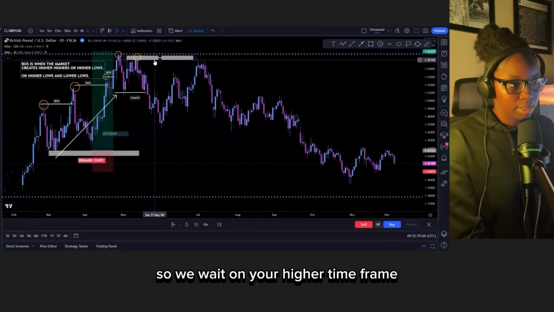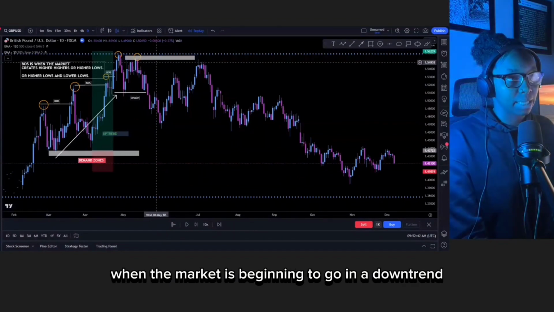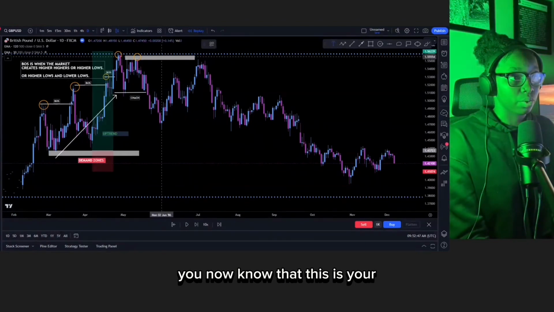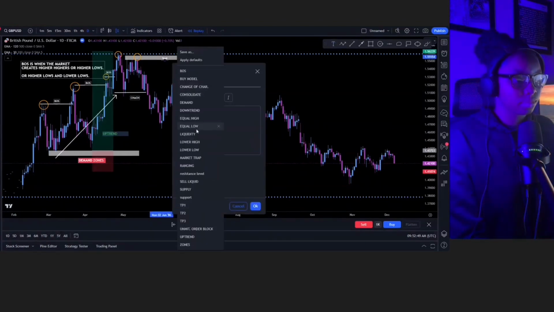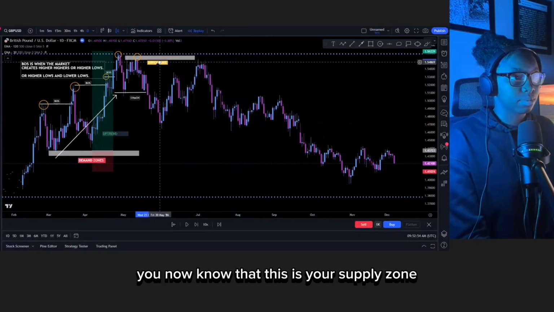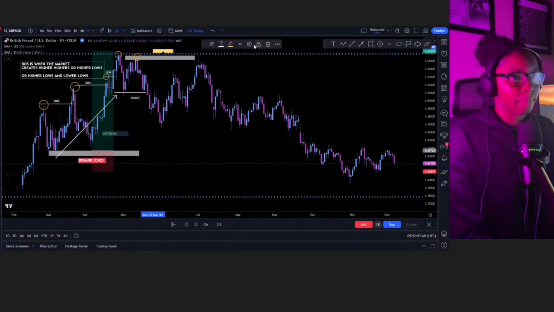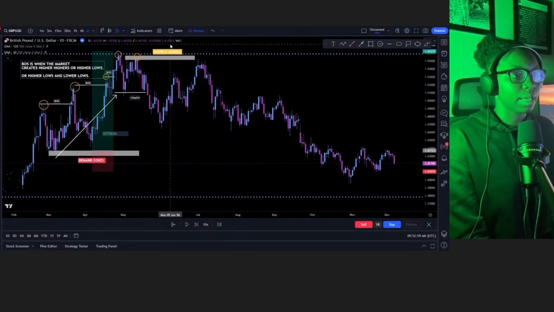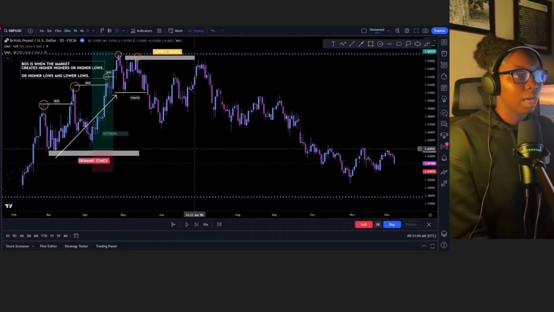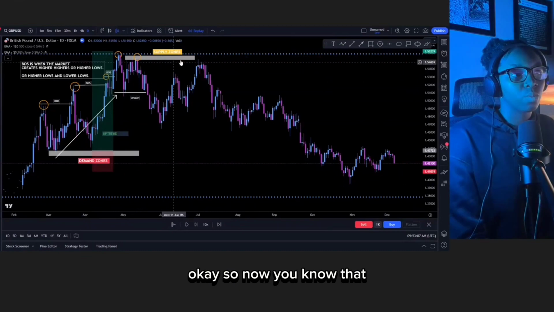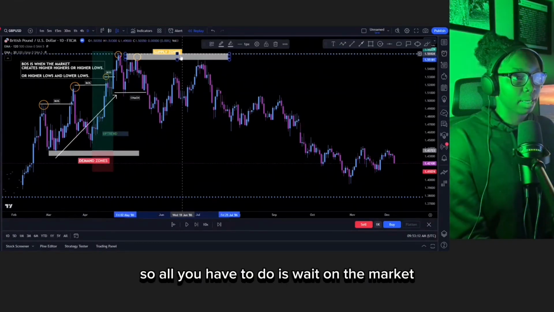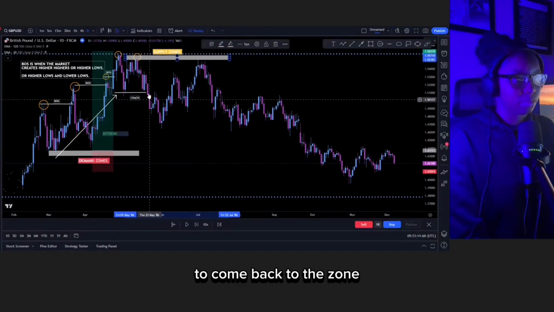So we wait. On your higher time frame, when the market is beginning to go in a downtrend, you now know that this is your supply zone. We'll just put it above there. So now we know this is the supply zone. Let me make that larger since I made that one bigger. Okay, so now you know that now we're making supply zones. So all you will have to do is wait on the market to come back to this zone.